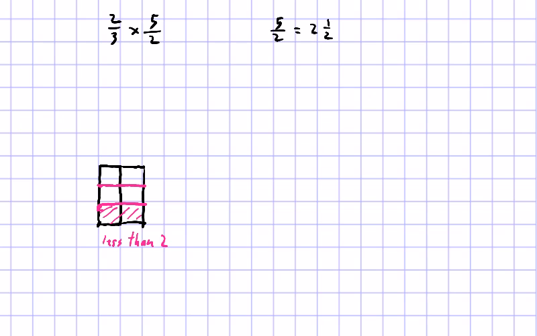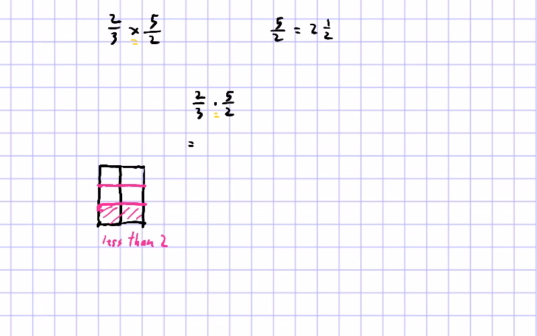So 2/3 times 5/2. I'm rewriting the problem. I've replaced the traditional x as a multiplier with something you'll see more often as you move along, the dot. And now let's apply what we've been talking about.